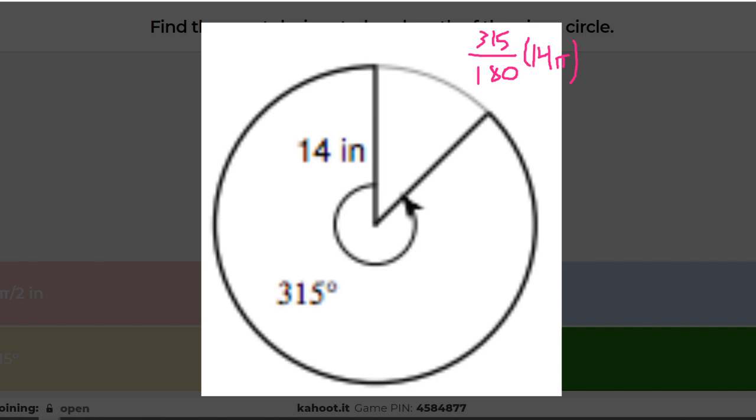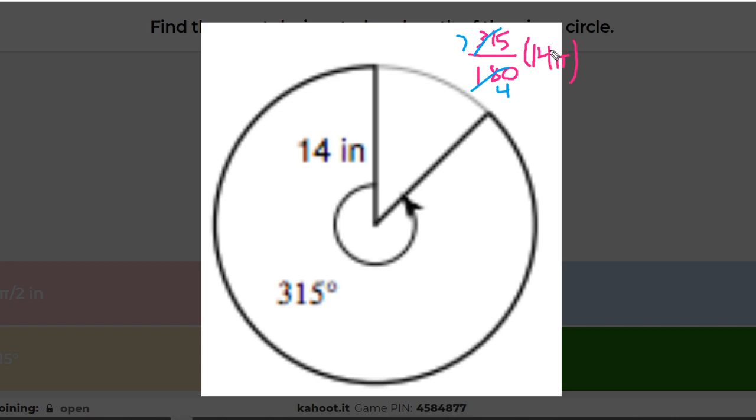45. Very good. 45. I think I know who got this one right. So if you divide this by 45, you get, don't tell me, I think it's 7. Oh, no, I put 316 instead of 315. 7, and this is 4.